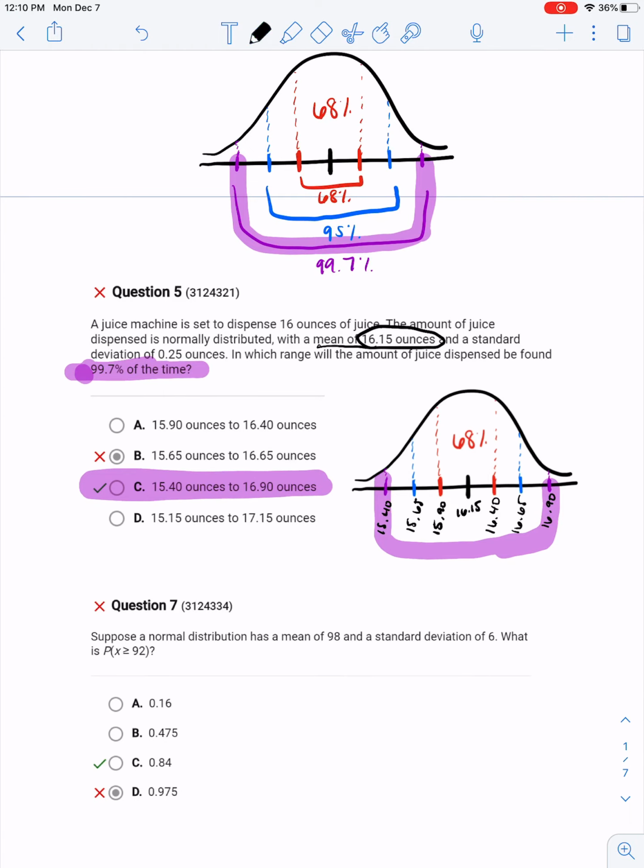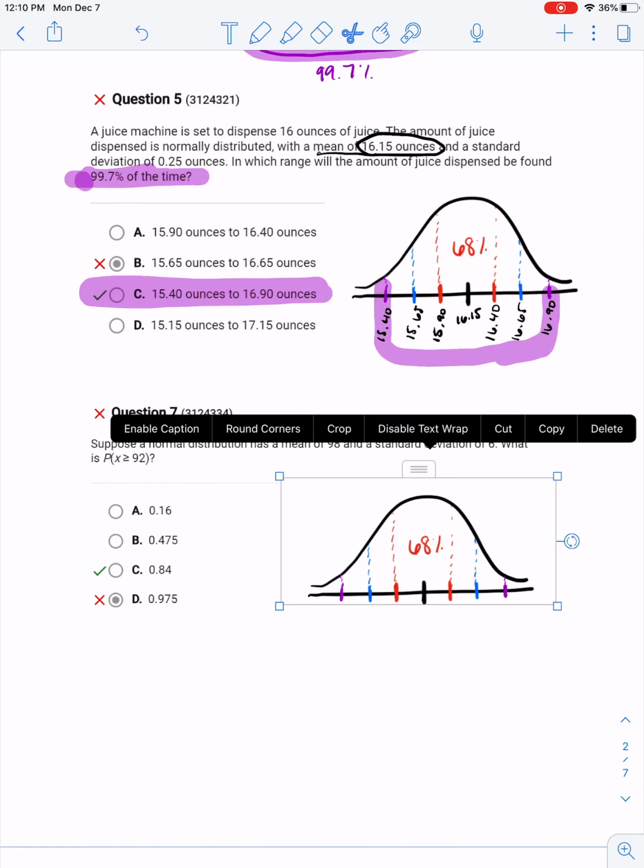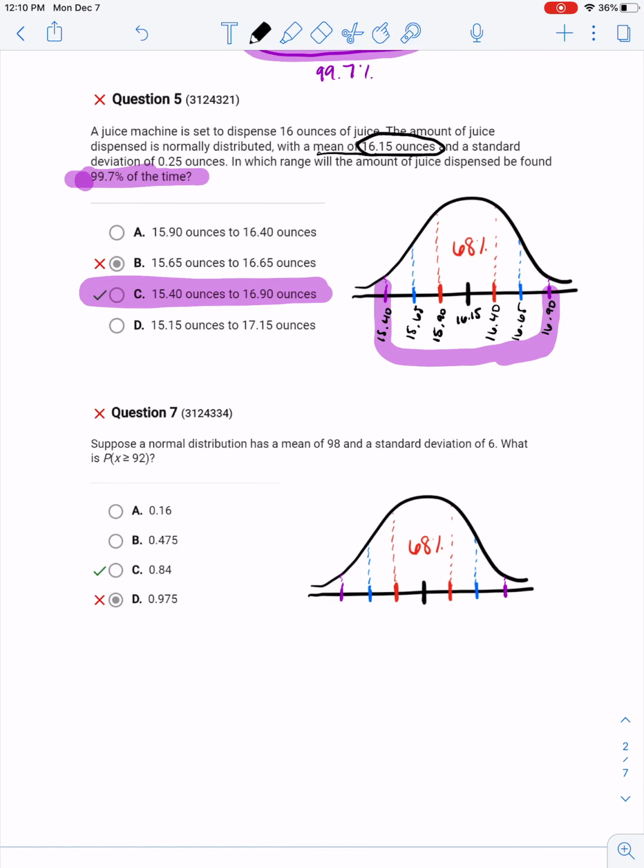All right. Next one. Suppose a normal distribution has a mean of 98, a standard deviation of 6. What is the probability that x is greater than or equal to 92? So I'd like to paste that image again. Okay, so a mean of 98, we're putting that in the middle. A standard deviation of 6. So first I'm just going to fill out all three of my standard deviations to the right and to the left.